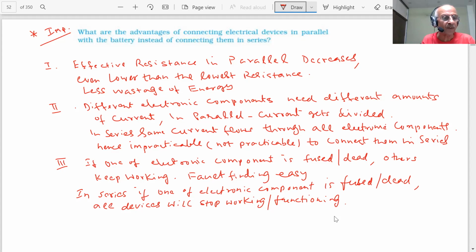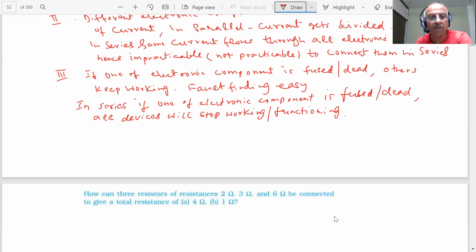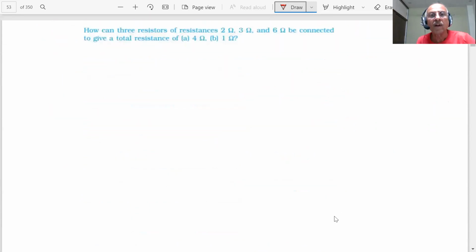Noted everything, students? Yes, sir. Okay. These are some of the important questions which will be asked in the paper. Another question is coming. Question number 3, again an important question. How can 3 resistors of resistances be connected to give a total resistance of 4 ohm and 1 ohm? You have 2 minutes to try and do the question.